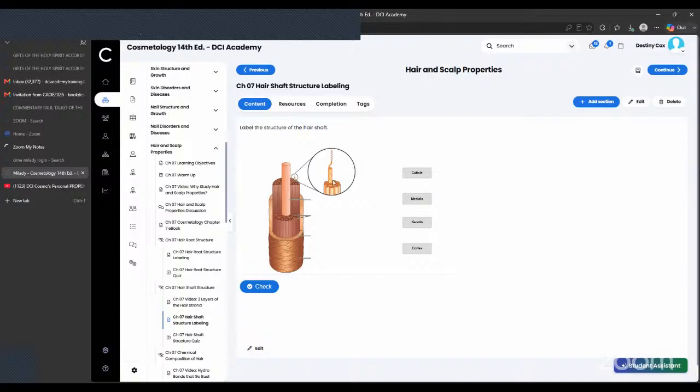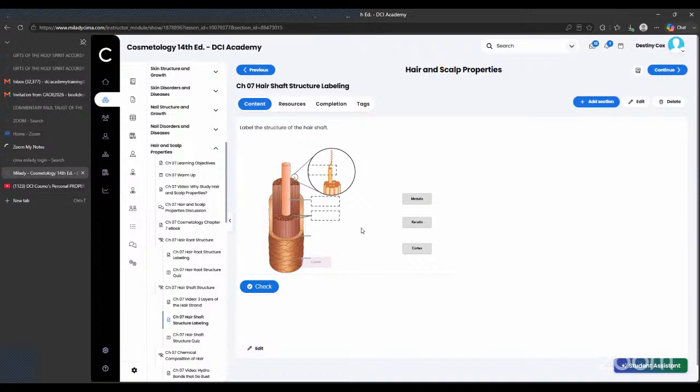All right, so we have hair structure labeling. We need to label the cuticle, cortex, medulla, and the keratin. We just went over the structures of the hair, and so let's begin to look at this outer component. That's your cuticle.